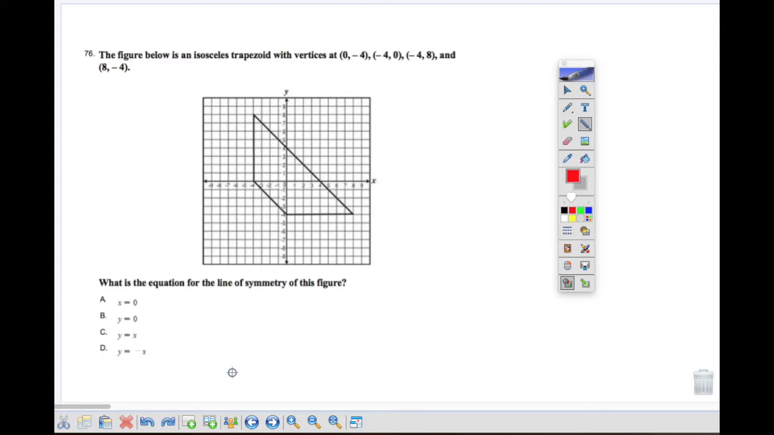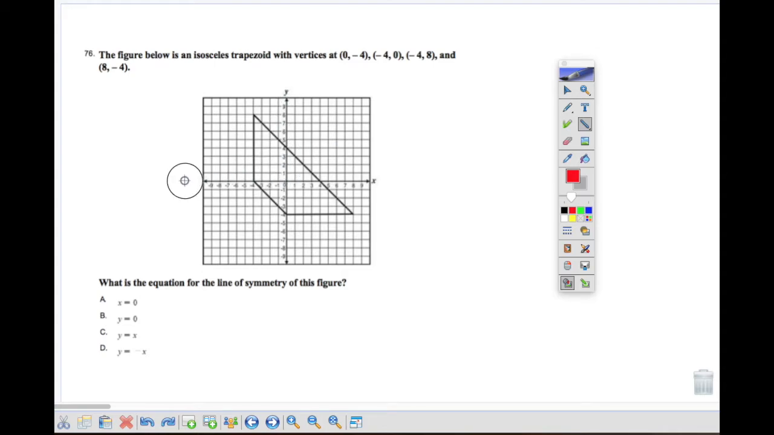X equals 0. That means we would go to the x-axis, and would we have a horizontal or vertical line? We would have a vertical line, so x equals 0 would be this line right here. This is the point (0, 1), (0, 2), (0, 3), (0, 9.2). Everything on this line has an x equal to 0. Okay, does that look like this figure is perfectly symmetrical about this line? No, it's not.